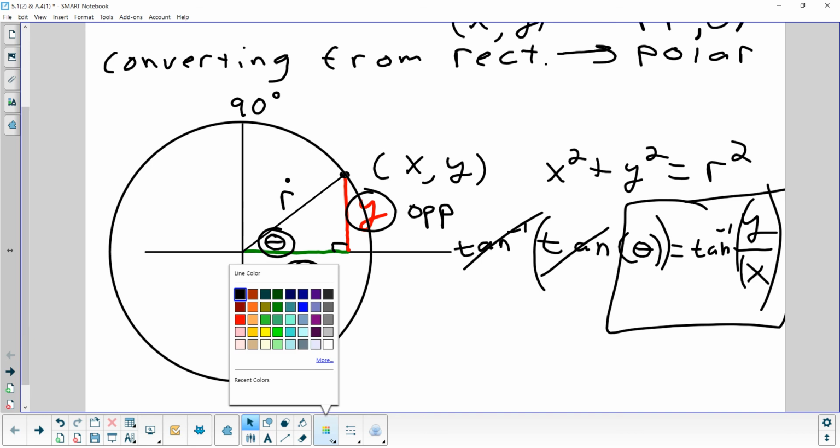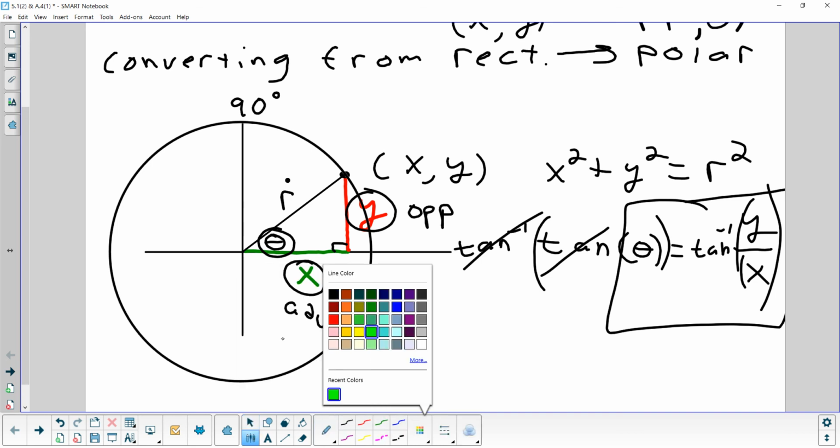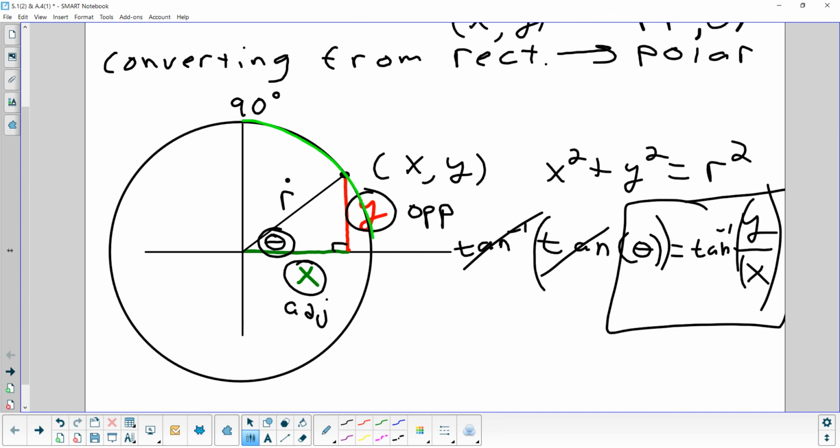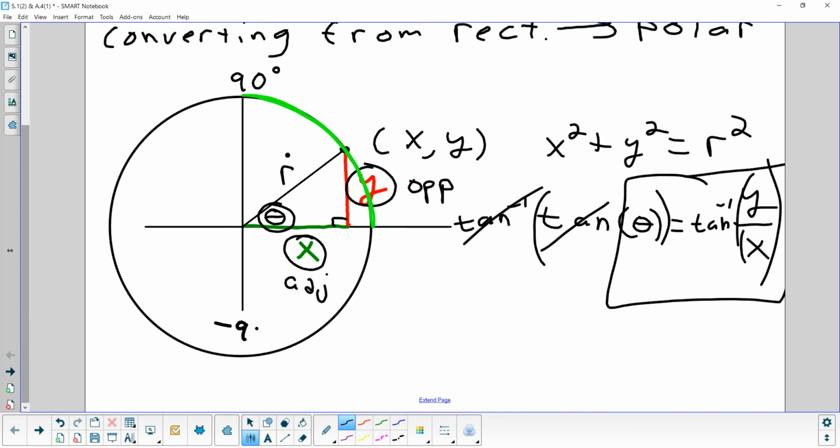Inverse tangent is always going to give us an answer between negative 90 and 90. Well, there's the part between 90 and 0. Where's negative 90? Straight down. So if we look at that part, that would bring us down to here. So inverse tangent will always give us an answer in that section.